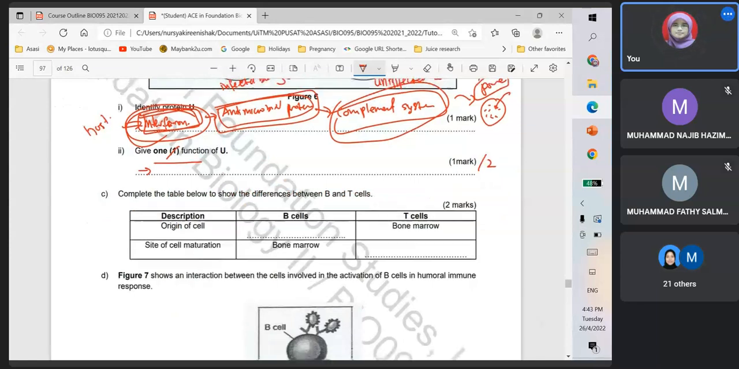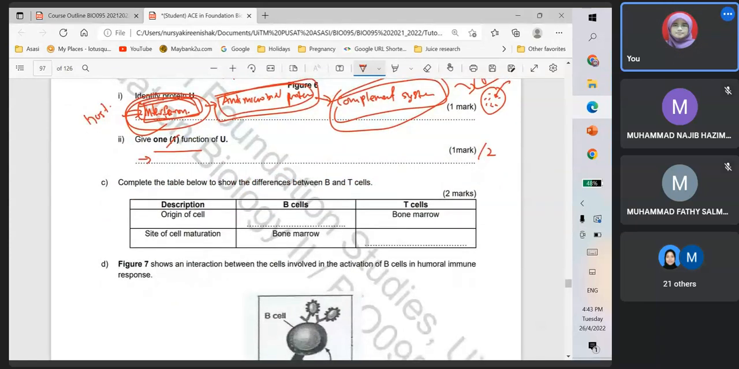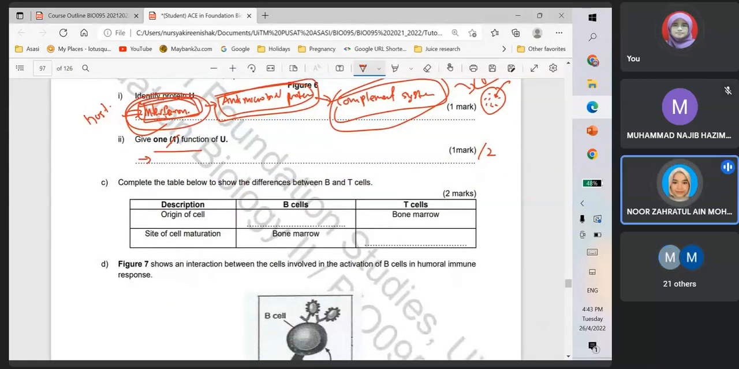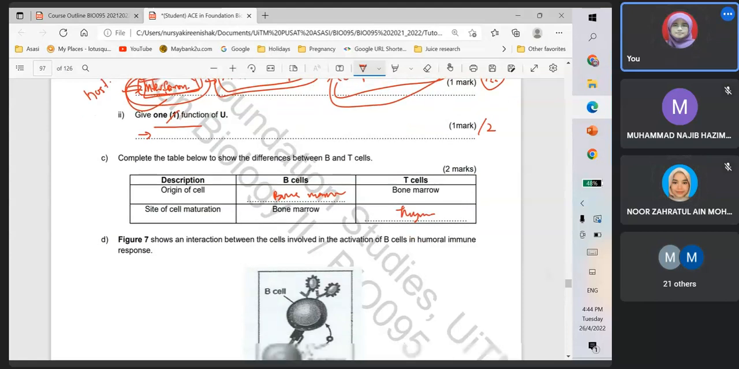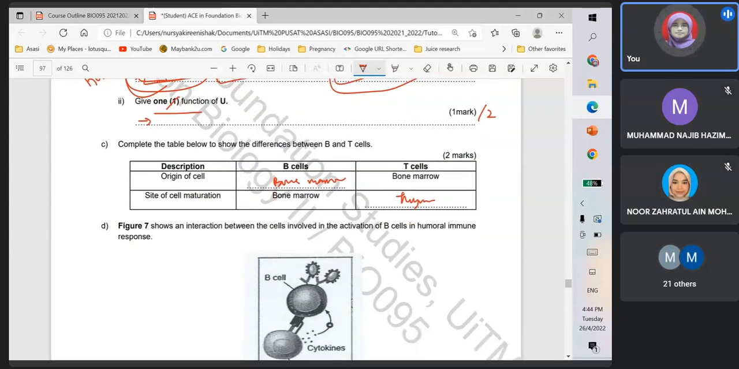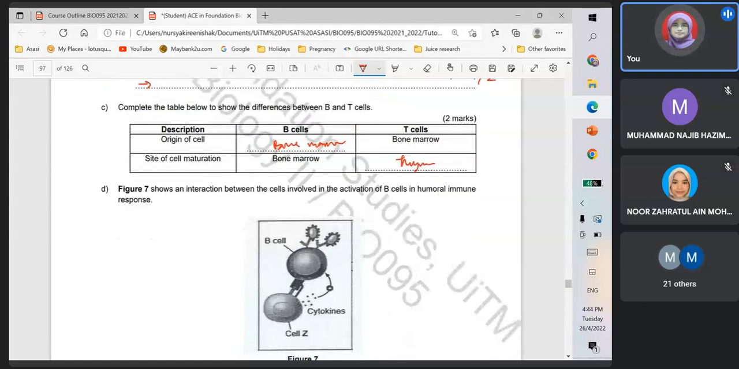Next question. C. Complete the table below to show the differences between B and T cells. So for B cells, the origin of the cell is bone marrow. Okay. And for T cell, the site of cell maturation is thymus gland. Betul. Thymus gland. Okay, thymus. So thank you, Zahratul. Next, Adlin.